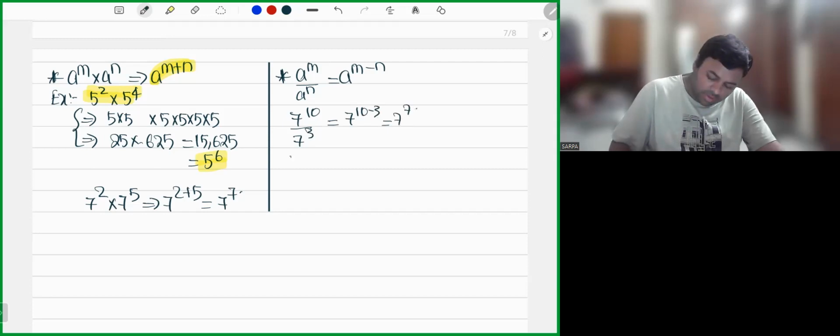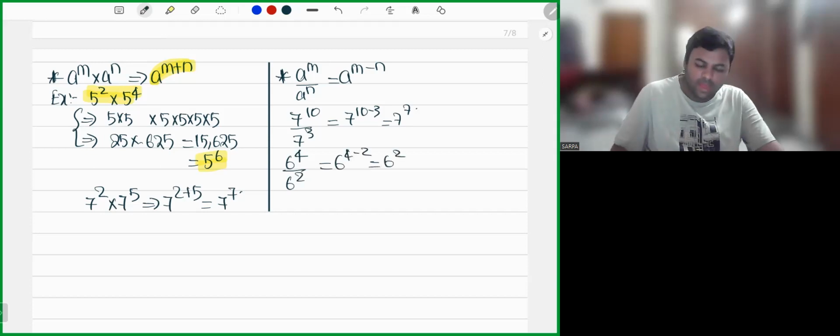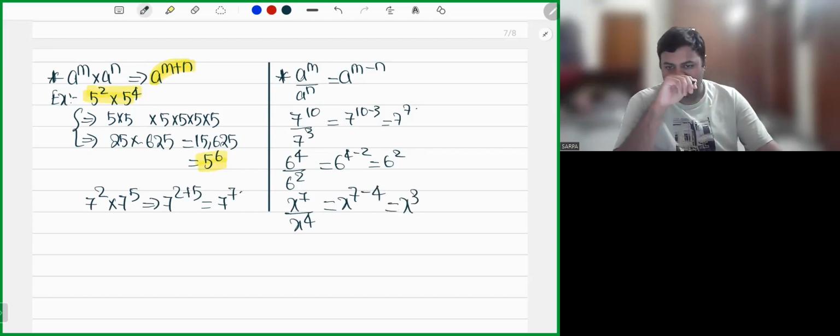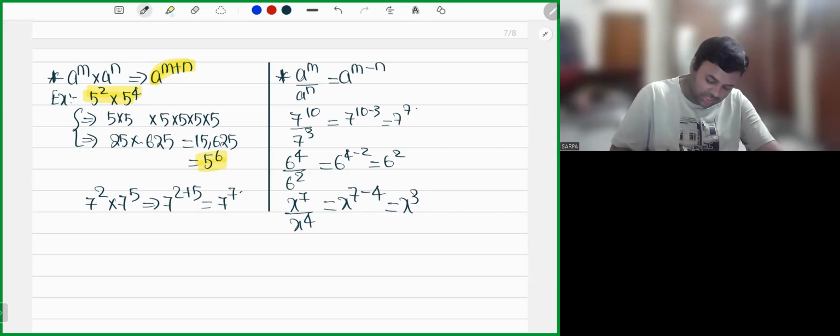I am having 6 power 4 by 6 square. You can write 6 power 4 minus 2, which is 6 power 2. I am having x power 7 by x power 4. You can write x power 7 minus 4, which is equal to x cube. Okay. So I hope these basic two mathematical functions are clear.